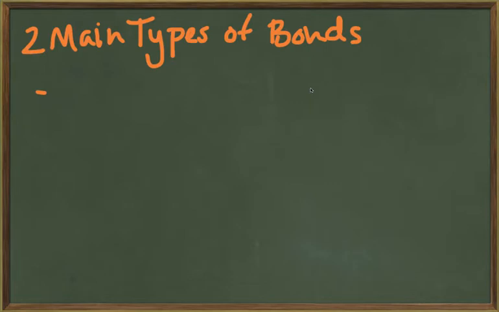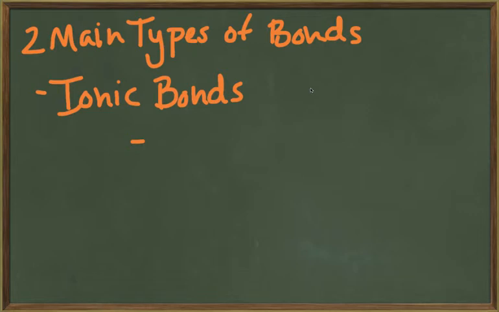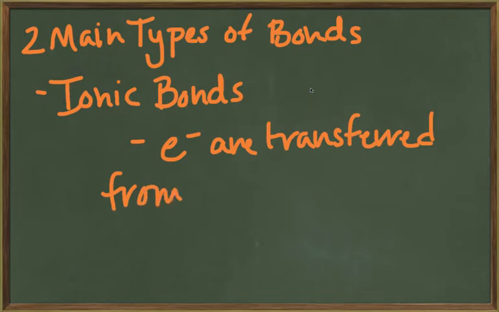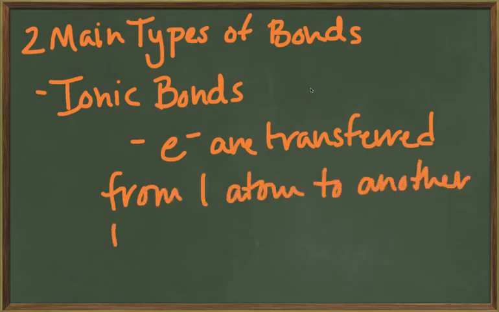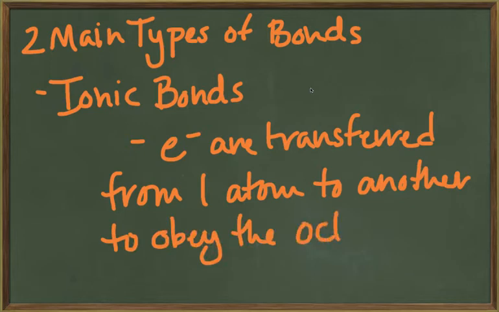Hopefully, you're thinking back to the very beginning of this unit, and we talked about two major types. One of the major types was ionic. Just as a refresher, ionic bonds are when electrons are transferred from one atom to another to obey the octet rule. And that is that magic number of 8. Octet means 8. All atoms are trying to get 8 electrons in their outermost energy level, except for the exception of a few of the very small atoms at the very beginning of the periodic table.